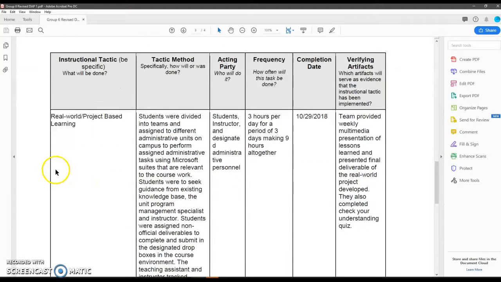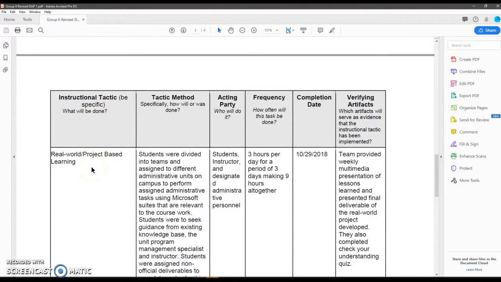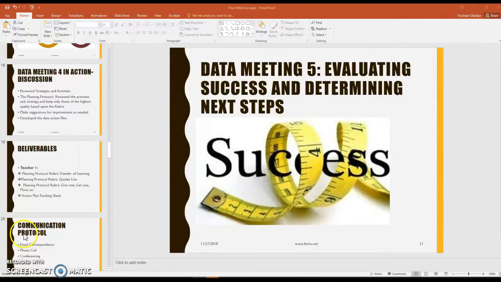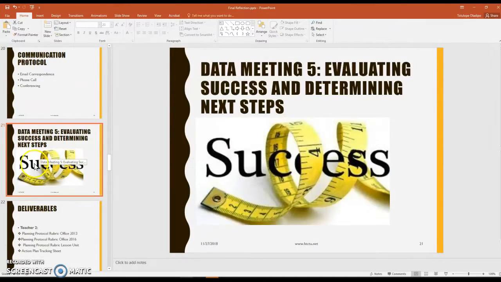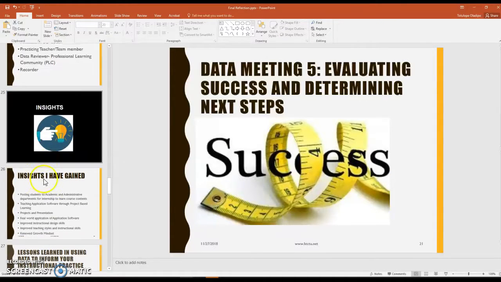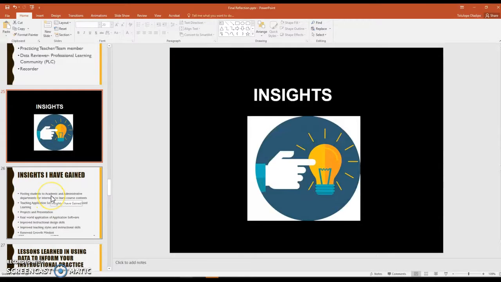Students were posted to departments on campus where they actually had hands-on experience. They acted as administrative personnel on campus and had hands-on experience using Microsoft Suite, which was the topic being taught. Again, the communication protocol was by email, phone, and conferencing. Now, insights. This is very, very important.